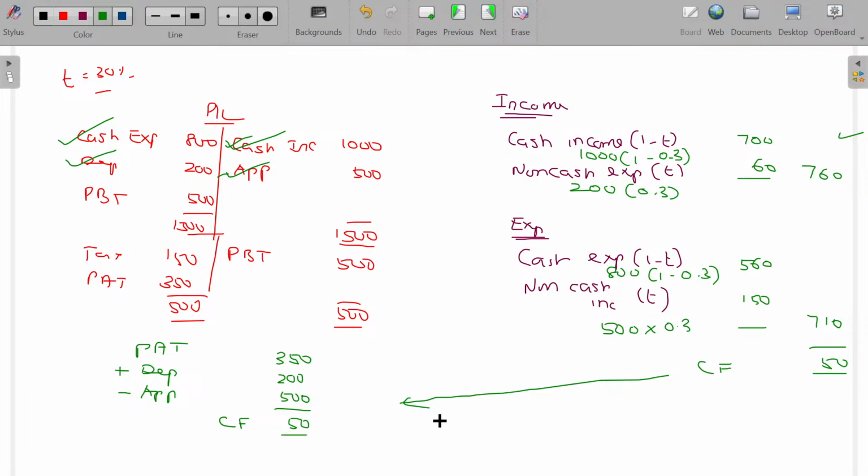So you have to understand the logic. From the PAT you can add the depreciation and subtract the appreciation back. Yes, each and every item can be taken. Check whether it is a cash expense or non-cash expense. In case of cash expenses before tax, cash expenses after tax should be into 1 minus t. Non-cash income to the extent of t becomes expenses. Non-cash expenses to the extent of t becomes income.